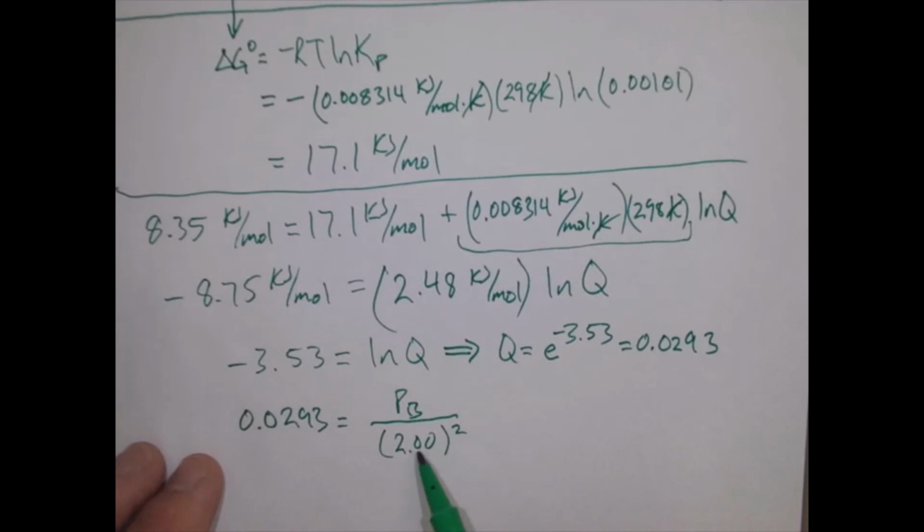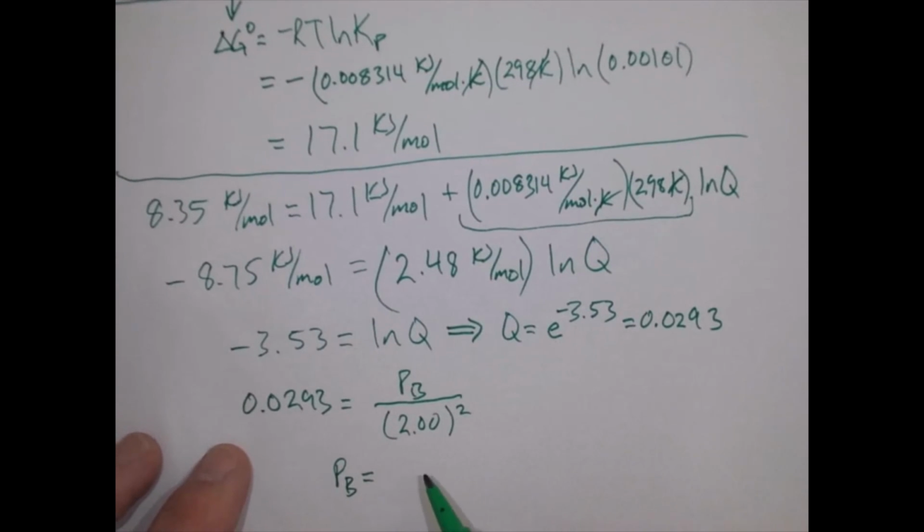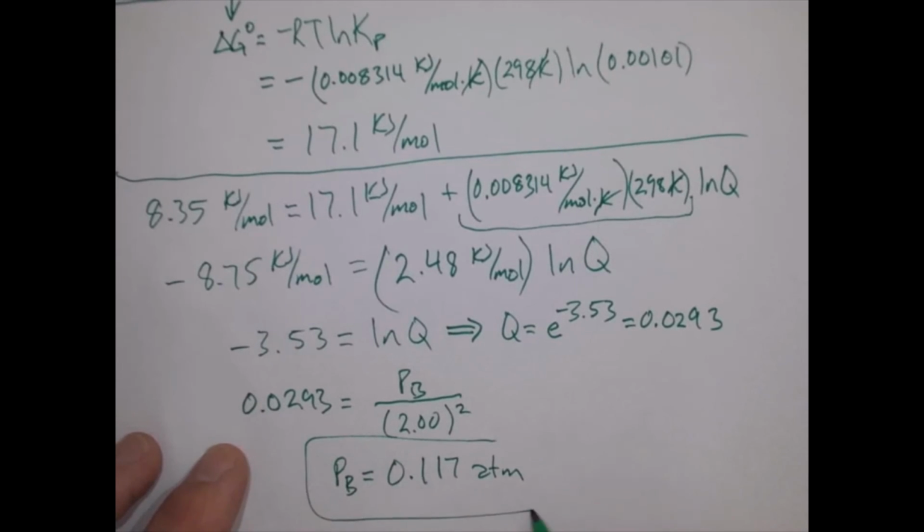So that's equal to 4, right? 2 squared is 4, so essentially you're just multiplying both sides by 4, and then you'll determine that the partial pressure of gas B, substance B, is 0.117 atmospheres. And that's your answer.